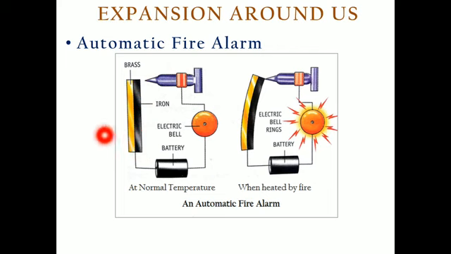So when heat is provided to this metallic strip, what will happen? This strip will bend toward this pointer, and the circuit between this pointer and this metal strip will become active, due to which the current will start flowing through this circuit, and this bell will ring. So this will happen when there is some fire, and because of that fire, heat will be produced, and this will cause bending of this bimetallic strip. So this will allow the circuit to get completed, and the fire alarm will ring.